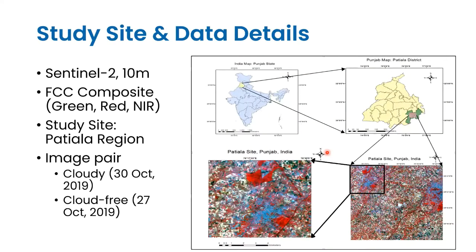So we chose Patiala region of Punjab as study site, mostly comprising of paddy fields, and a few urban patches were there. And then we used Sentinel-2 data at 10-meter resolution. Since it is very frequent, highly temporal, we were able to get the cloud-free image on 27th October and the cloudy image just after 2 days on 30th October.